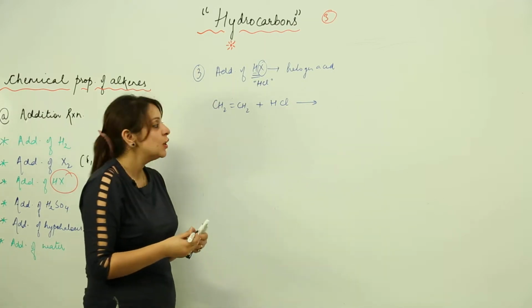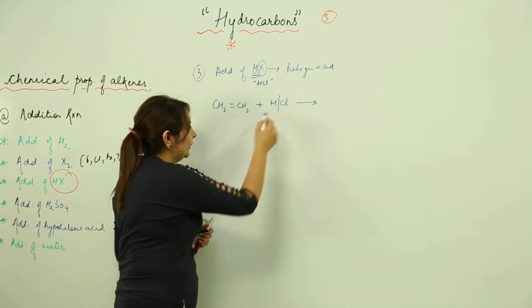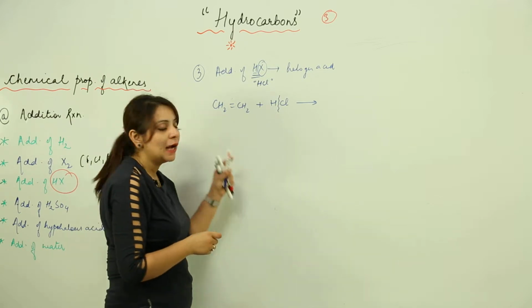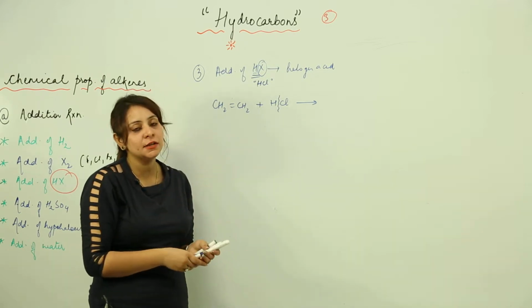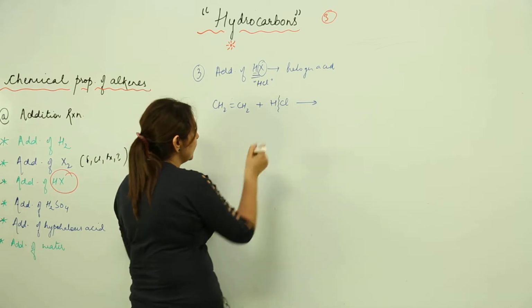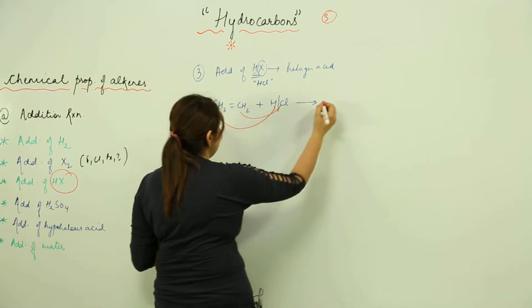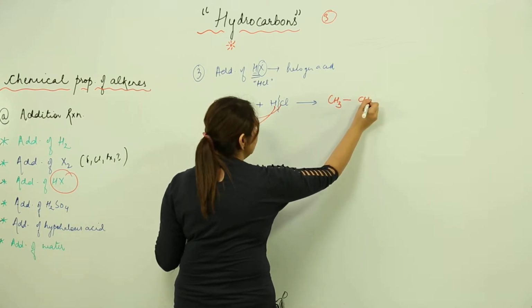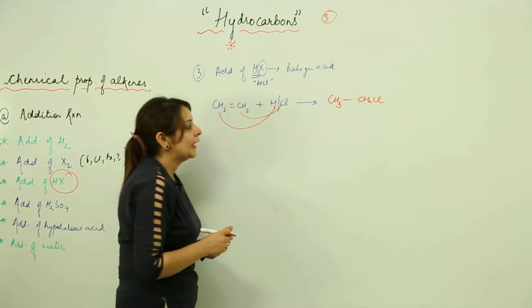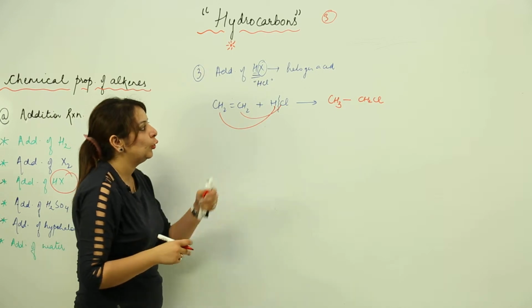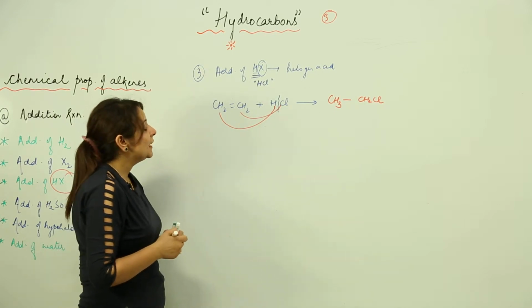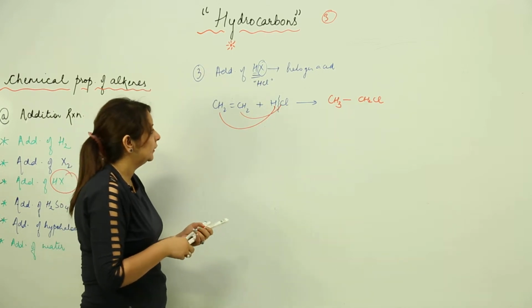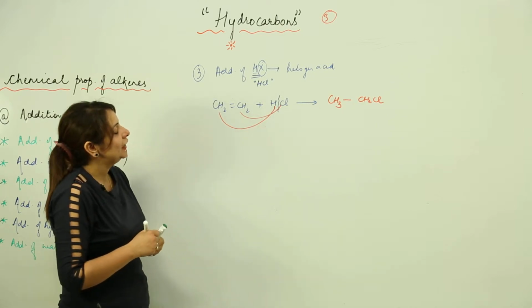Obviously as I told you, it is going to break in this manner. So one atom is going to attach to one carbon atom, another to the other carbon atom of the double bond. Let's say it attached this way. So it becomes CH3, the double bond becomes single, and it becomes CH2Cl. That means you get chloroethane.